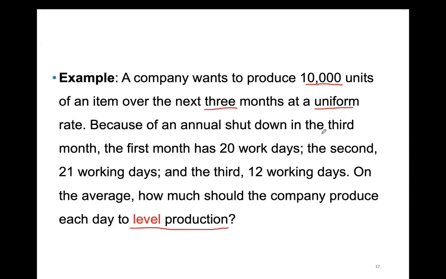Because of an annual shutdown in the third month, the first month has 20 work days, the second has 21 work days, and the third has 12 working days.